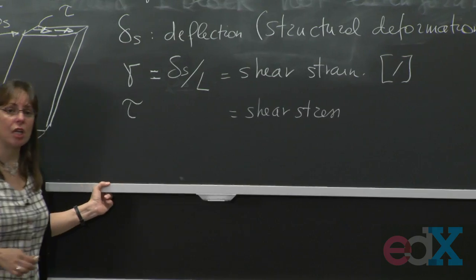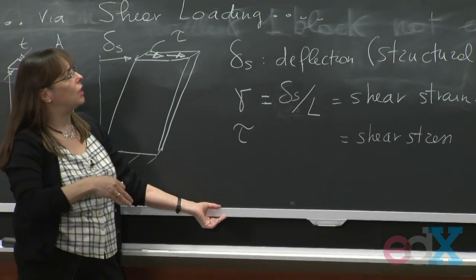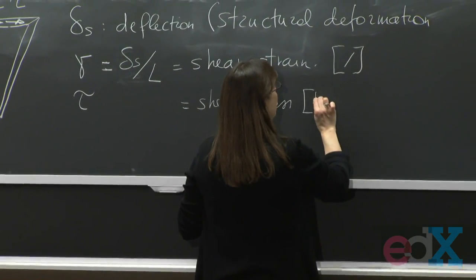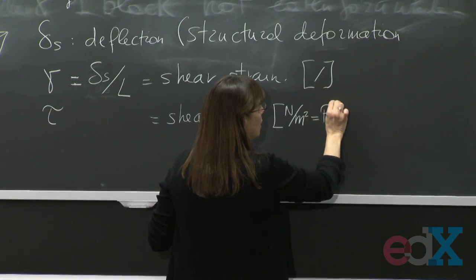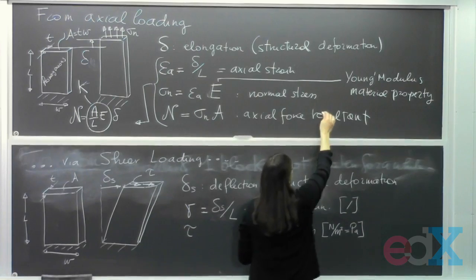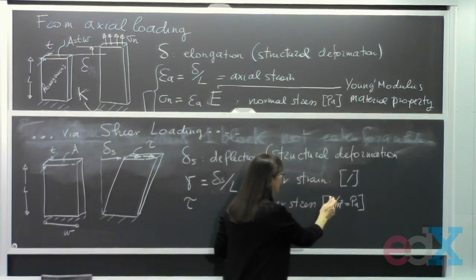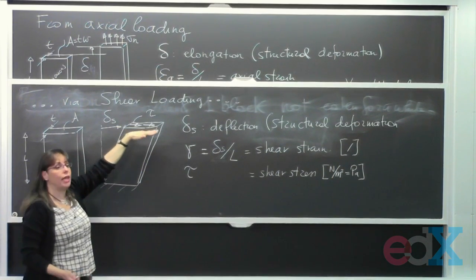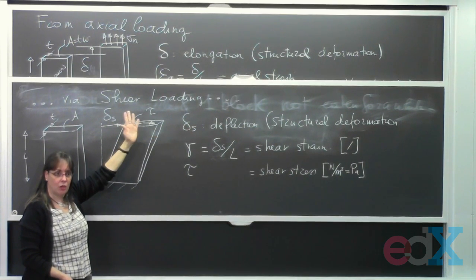And it is also a force per unit area, the same way as sigma n is a force per unit area. So the units of the shear stress are force per unit area, which is pascals. Same as this one, which was also in units of pascals. It's a force per unit area, but it's a force per unit area along the area. You see the difference? OK?